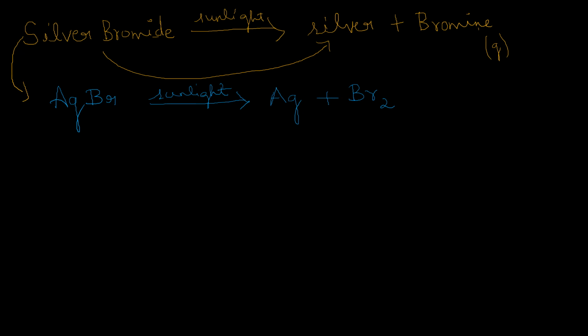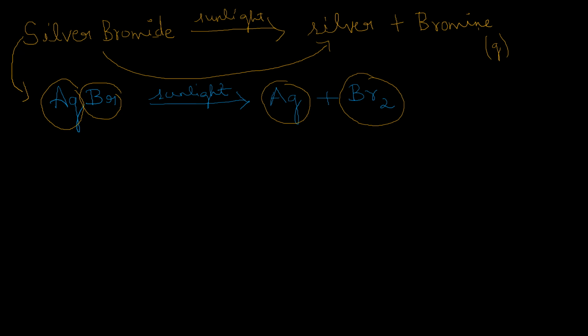Now it's important that we balance this equation. Check the number of atoms present on the reactant side as well as on the product side. Now what about silver? Is silver balanced or not? Just see, silver is balanced, right? We need not balance the silver. But what about bromine? Here it is 2, but here it is 1. So we have to balance it, right?